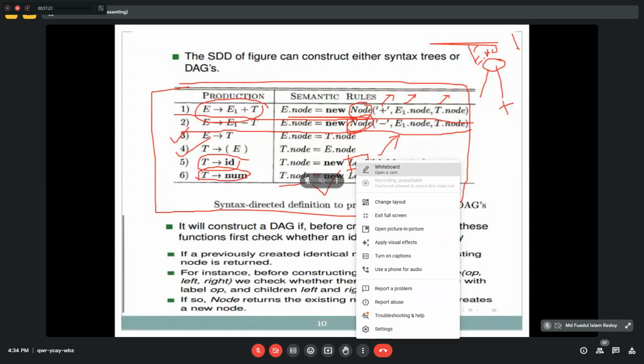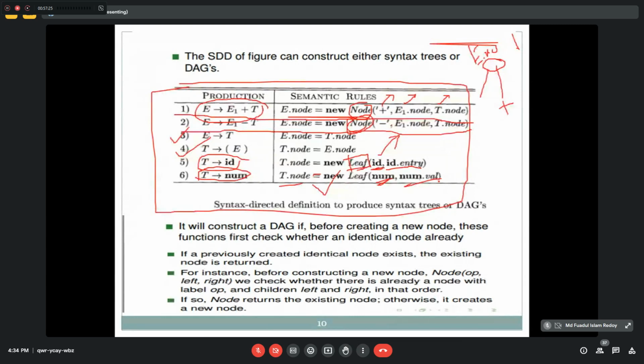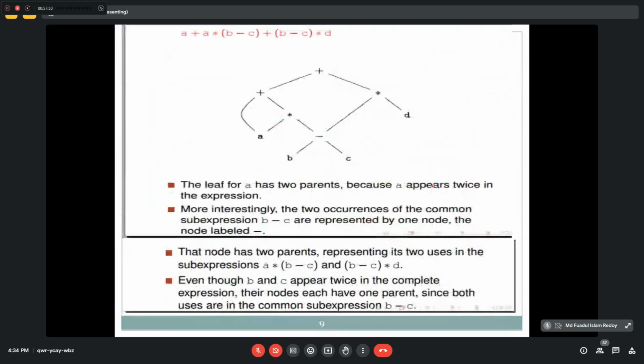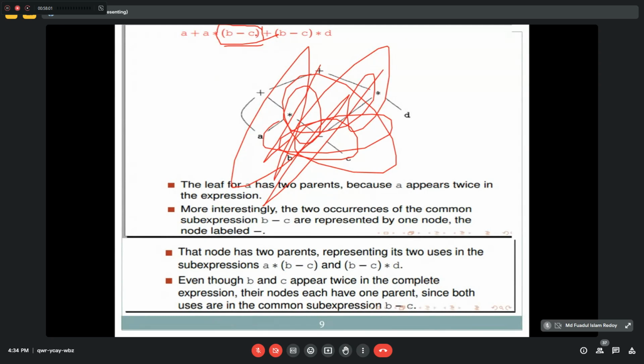So if you think about a DAG, what is happening here? When a production rule is matched, it tries to create a new node. But if that node already exists in the tree, no need to create that node again. Just return that node. Just a minute. So suppose B minus C. Suppose when you are trying at first, this is not present. So at first, when you are trying to create B minus C, is this node present in the tree or not? B minus C. Present.